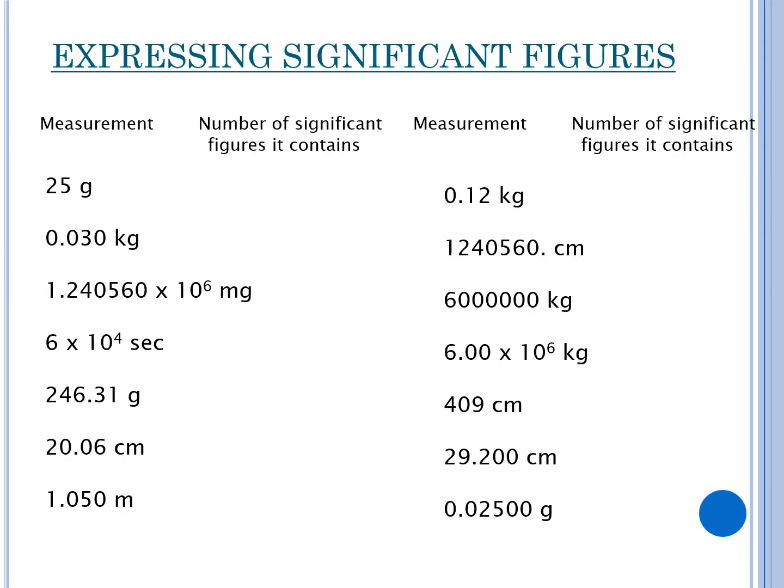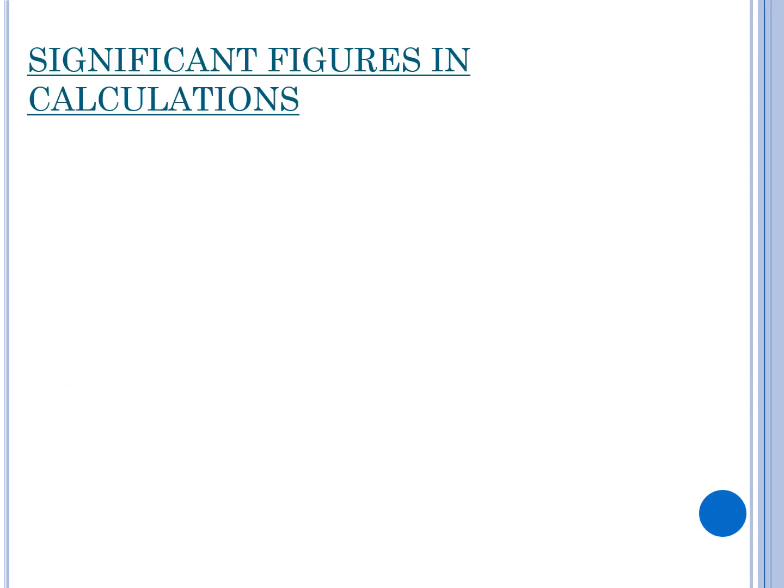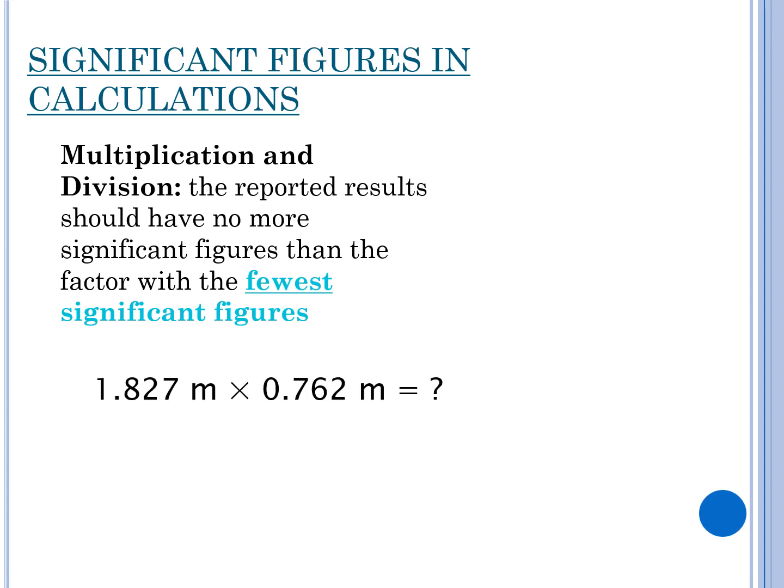So, expressing significant figures correctly. For example, this measurement, 25 grams. How many significant figures are here? I want you to answer this in your notes. Then 0.03 kg. Answer all of these, how many significant figures each has. You may check later. I want you to answer this one as well. Determine the number of significant figures in the following measurements. And we're going to learn significant figures in calculation in the next video.